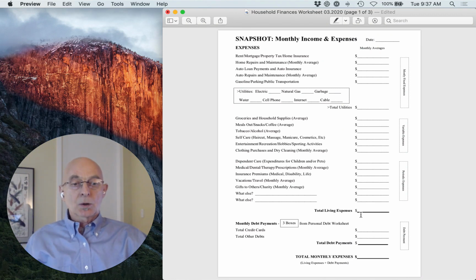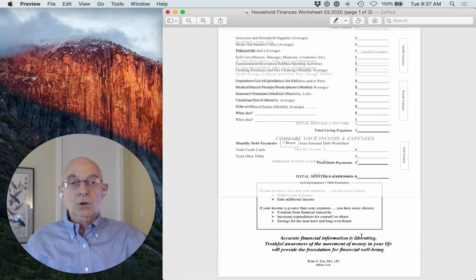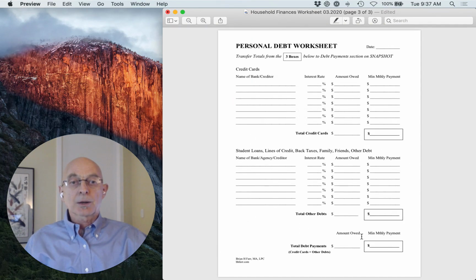Okay, so let's see the debt payments. I'm going to scroll forward to page 3 here. This is the debt worksheet. These 3 boxes are the 3 lines that are back on the snapshot. But just to introduce you to this, under the credit cards, the name of the bank, interest rates, amount owed, and minimum monthly payment. It's important to capture the interest rates, write those down, what the interest rates are on the credit card, because that will be helpful when they start to use strategies to pay down their credit cards.